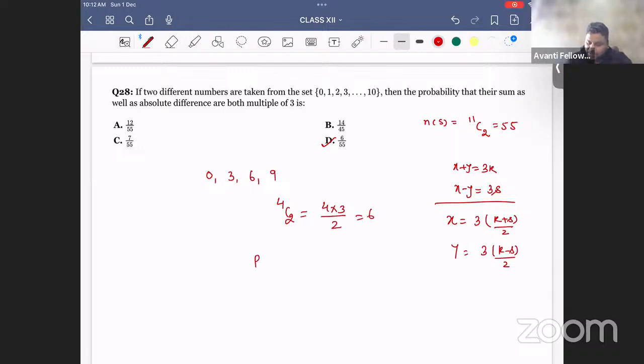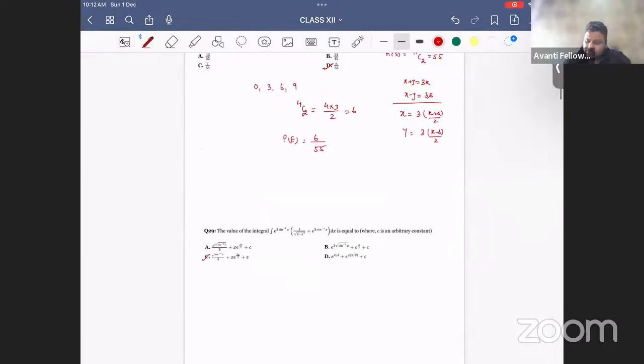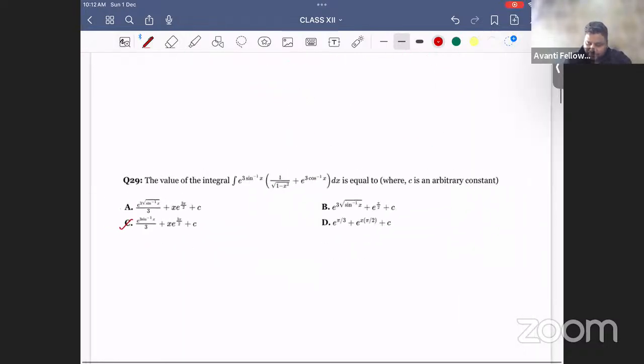So the probability of the event is what? 6 upon 55. Correct? 6 upon 55. Now, it was an easy question and you must have done it.